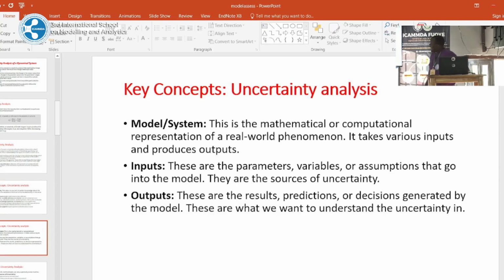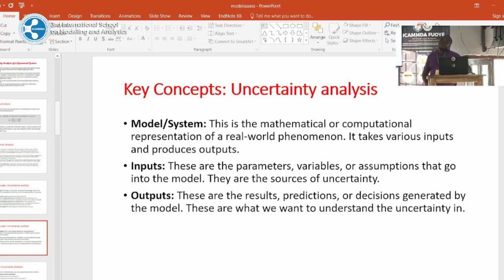Now, other things are the model and system. This is the mathematical or computational representation of a real world phenomenon. It takes various inputs and produces outputs. Another thing is looking at the inputs. These are parameters, the variables or assumptions that go into the model. So they are the sources of uncertainty. The parameters can be a source.